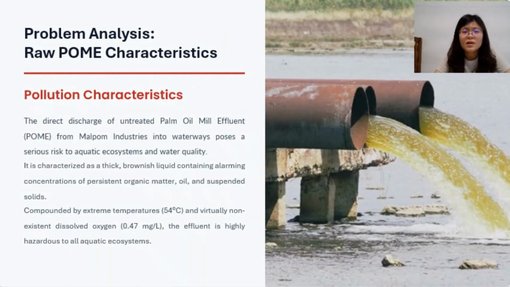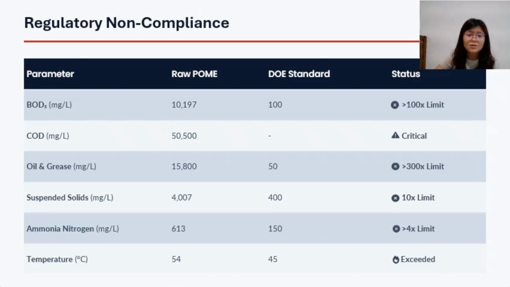I'm Lilin, and I will explain the problem analysis of palm oil mill effluent, or in short, POME. Untreated POME is a thick brown liquid produced during palm oil processing. If it is discharged directly into rivers, it can seriously pollute the water and harm aquatic life. As you can see in the table, the pollution levels are very high.